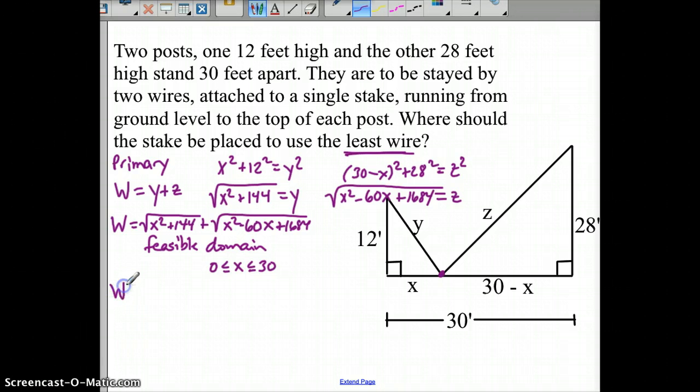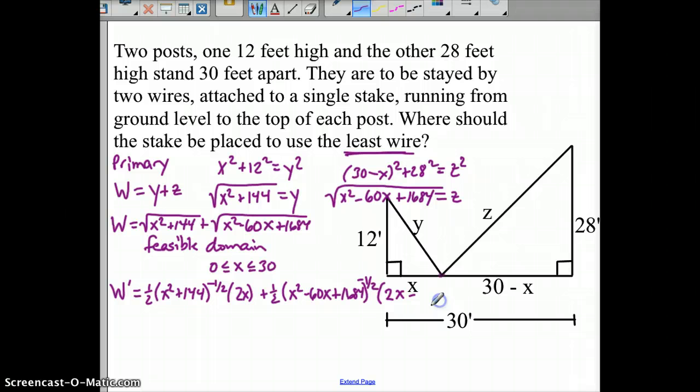I can take the derivative of this wire equation. This is x squared plus 144 to the 1/2. So multiplying that 1/2 out in front, subtracting 1 from the exponent, and multiplying by the derivative of the inside, plus the derivative of this part, 1/2 times x squared minus 60x plus 1684 to the negative 1/2, times the derivative of the inside, which is 2x minus 60.